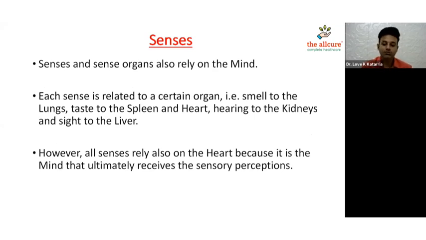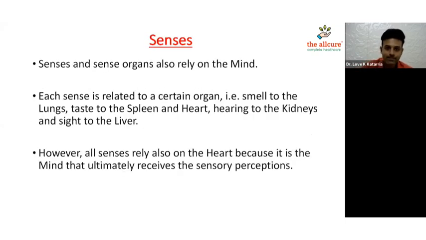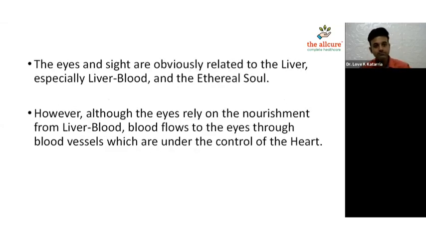Although touch is related to skin, and skin is linked to lungs, sense organs also rely on the mind. Each sense organ is related to a certain organ: smell to lungs, and taste to spleen. However, all the sense organs rely on the heart because it is the mind that ultimately receives sensory perceptions. The eyes and sight are obviously related to the liver, especially liver blood and ethereal soul. However, the eyes rely on the nourishment from the liver blood.